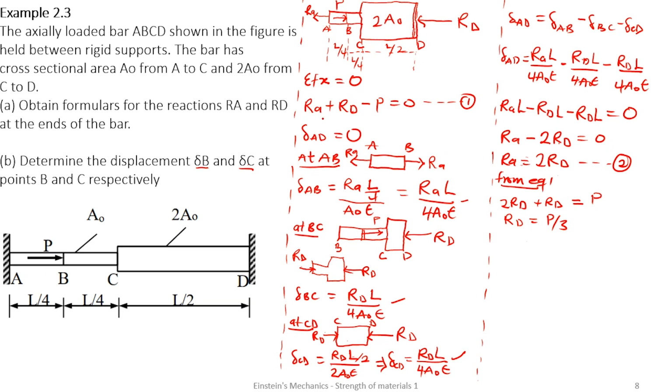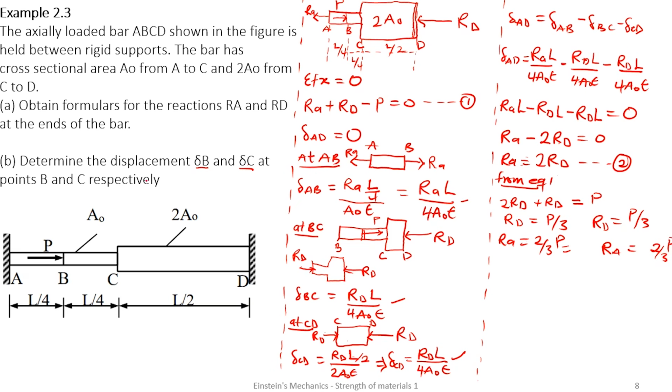So when I put RD in this equation, I'm going to get RA, you can try it, to be 2 on 3 P. So these are the reactions. Therefore at A, the reactions are this and that, meaning RD is equal to P on 3 and RA is equal to 2 on 3 P. We are done with the A part.